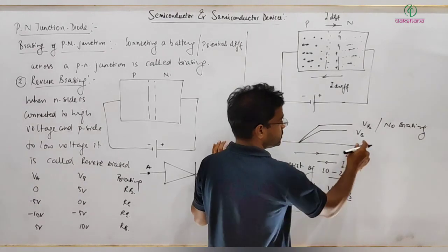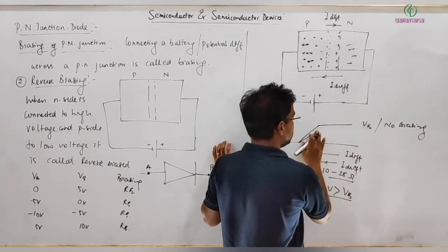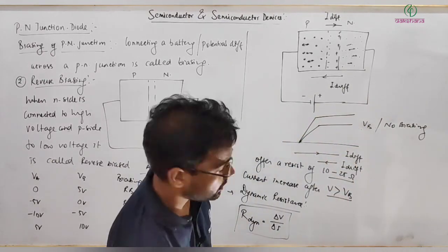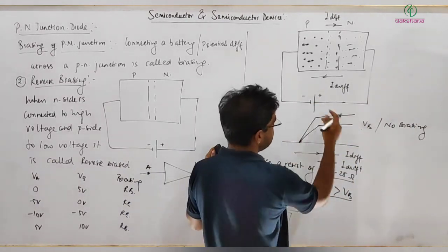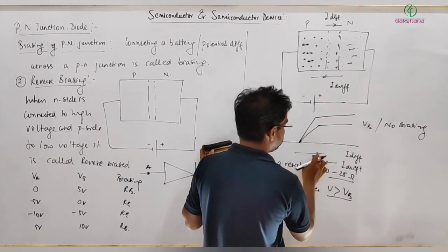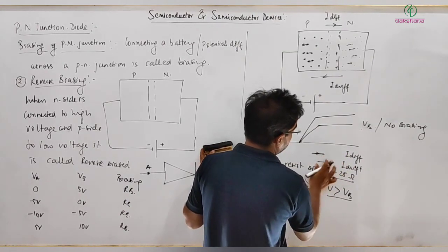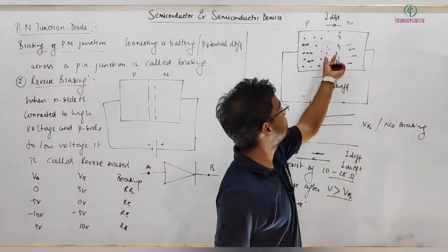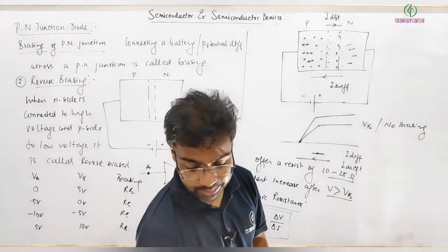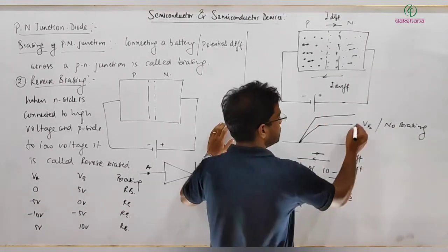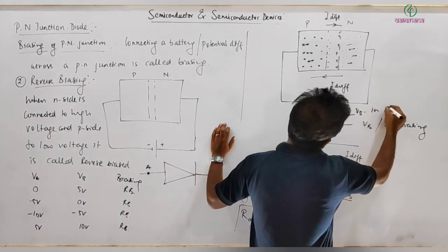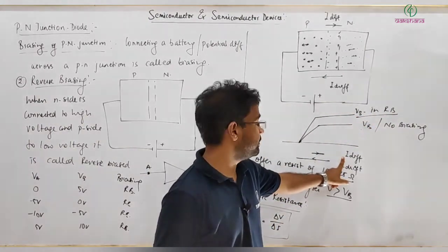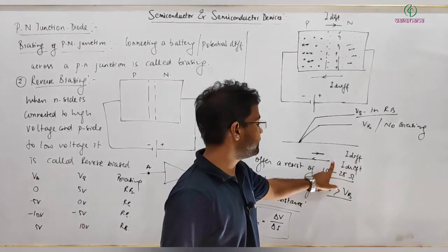So this is the condition of no biasing. In case of reverse biasing, the potential barrier increases. Because of that, the electric field in this region will increase, right? Potential barrier is increasing. This is VB in reverse biasing, the potential barrier. Diffusion current will decrease, but drift current will increase.